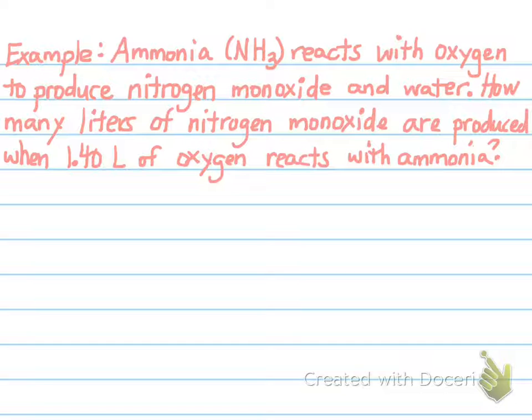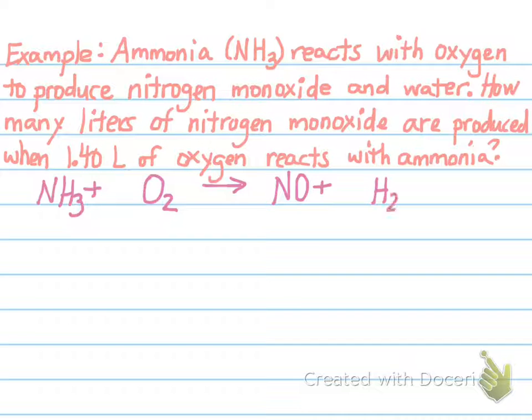So we have ammonia, which is NH3, reacts with oxygen, which has to be O2 because it's one of the diatomic elements, to produce nitrogen monoxide. That's a molecular compound, so my prefixes become my subscripts, so it's going to be NO, and water, which is H2O. So now I need to balance this.